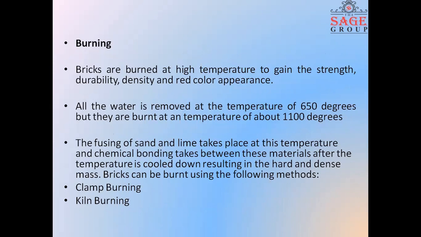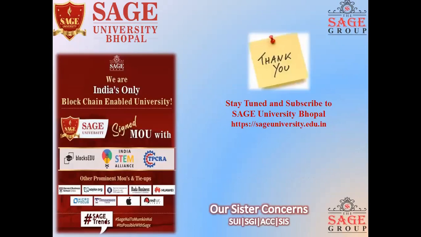The bricks can be burnt by two methods, the clamp burning and the kiln burning. We will discuss the kiln and the clamp burning later on. So in this lecture we have studied the preparation of the brick, molding, and the drying process, how the brick is prepared, and how the output is obtained. In the next class, we are going to discuss the classification of bricks, that is class A, class B, class C, and class D. And later on, we will discuss the properties of engineering bricks.